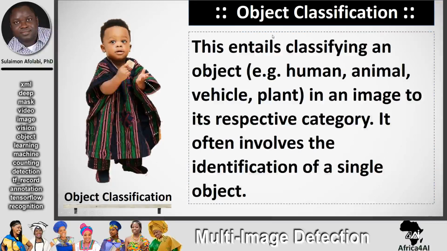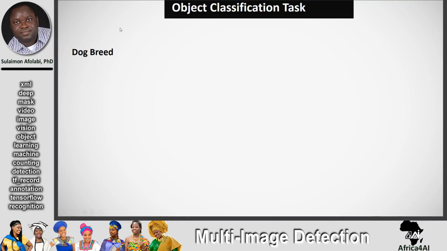Alright, so that takes us to object classification. Object classification actually entails classifying an object. An object can be human, as we are seeing in this example. It can be an animal, it can be a vehicle, it can be a plant in an image. And what we do is to classify such to its respective category. It often involves the identification of a single image.